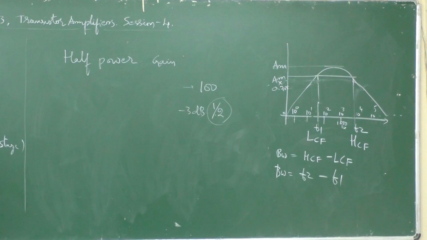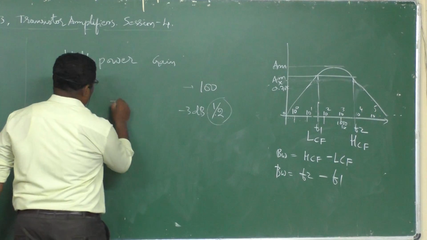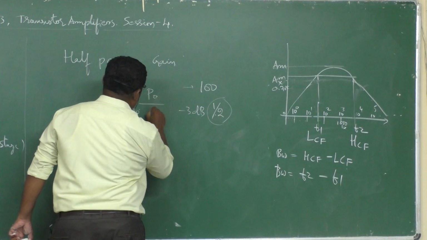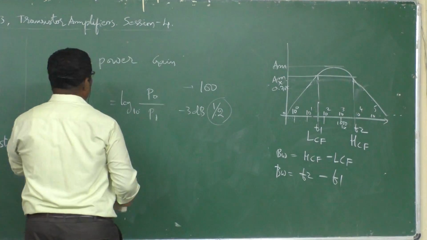So it is also known as human capacity, or it is measured in terms of decibels. How exactly? It is calculated in numbers. The gain is measured and calculated as a number. How will it be? It is log to the base 10 of PO divided by PI, output power divided by input power. Like this we are calculating.